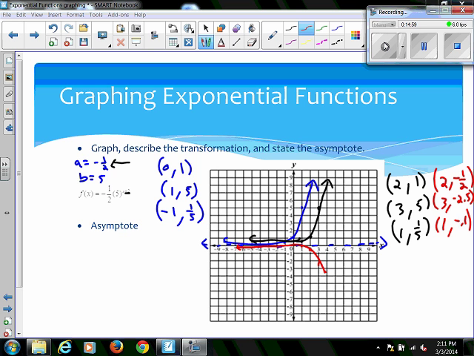We didn't have a vertical shift, so my asymptote stays y equals 0. Let's look here. What are our transformations? A was negative, so it reflected it over the x-axis. It was also 1/2, so that means we had a vertical shrink by a factor of 1/2, and we had a horizontal shift right 2 units.